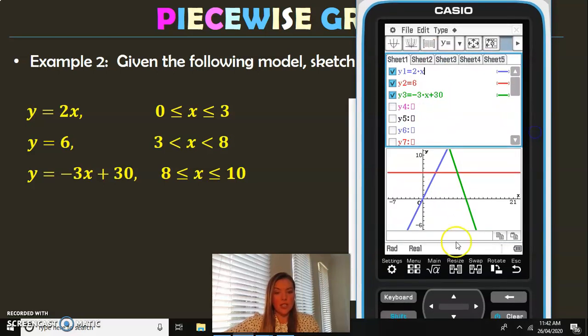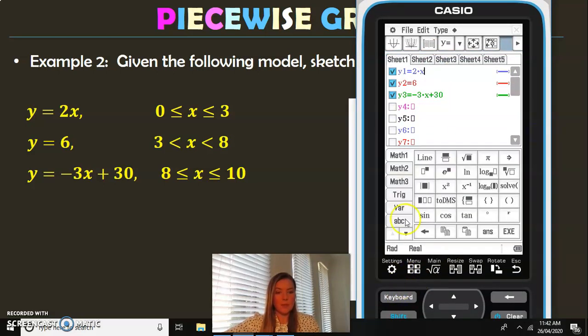After I've written the equation, I would go keyboard, and we're going to find on math 3 this little icon here. That little line means given that. So I'm going to write graph y equals 2x, given that, and I'm going to write this little section straight after it. So I'll go 0, less than or equal to x, less than or equal to 3. Okay, I'll go down and do the same for the others.